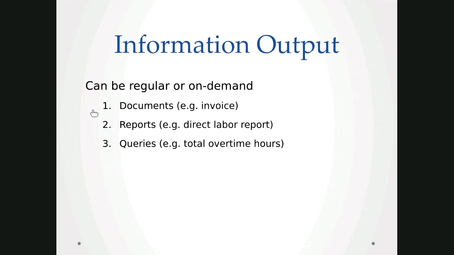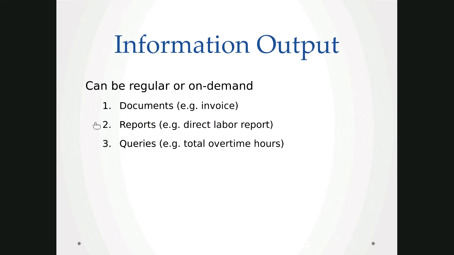Information output could be on the screen or it could be a hard copy output. The first one here we have documents. For example, an invoice or a bill, right? It shows, it proves that you have purchased or sold something. It proves the transaction. So a document provides evidence of a transaction or some other event. For example, your ID is a document. It proves your residency or citizenship, right? So a document, it's an output.